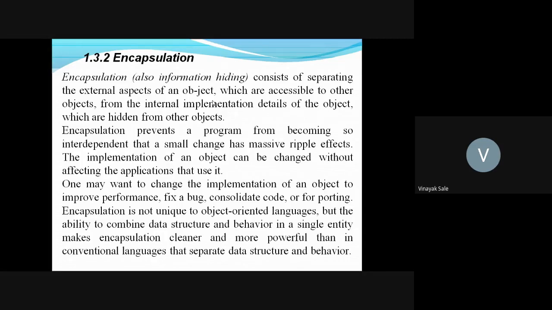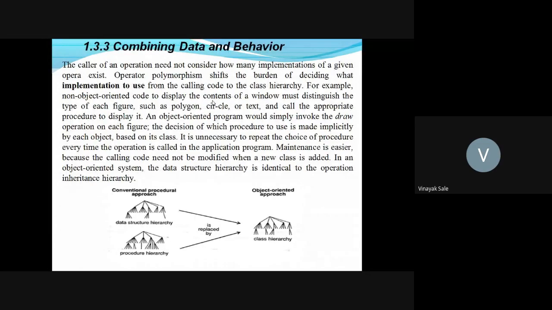Encapsulation is not unique to object-oriented languages, but the ability to combine data structure and behavior in a single entity makes encapsulation cleaner and more powerful than in conventional languages that separate the data structure and behavior. That is the encapsulation. Now polymorphism is different. The caller of the operation need not consider how many implementations of an operation exist.